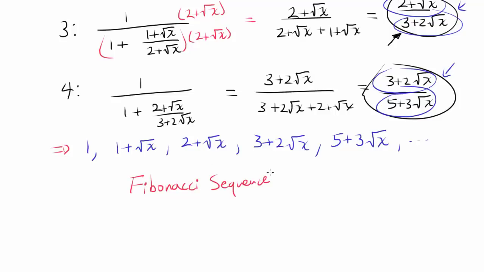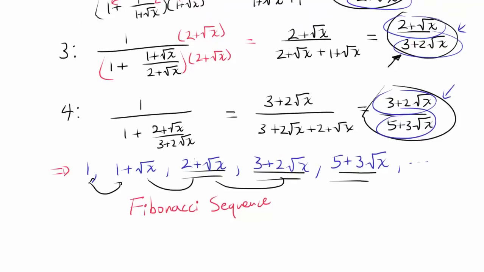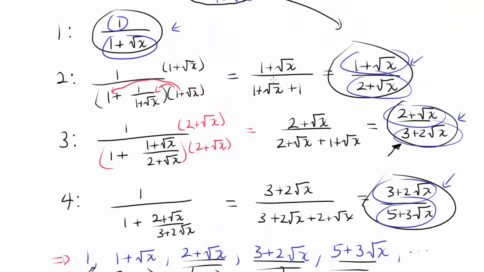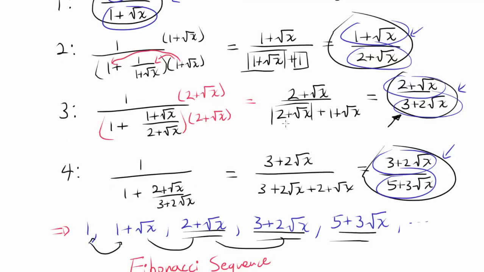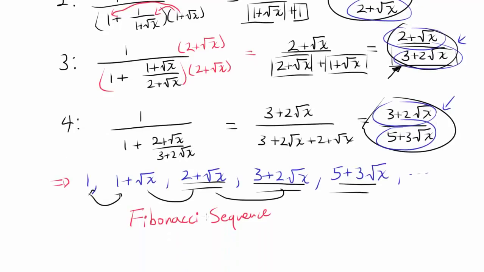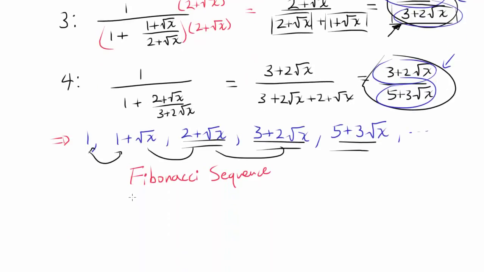Fibonacci sequence. Realize that 1 plus square root of x is going to get you this thing. Adding this to get you this thing. Adding this to get you this thing. And rightfully so, because when you look inside a fraction, you see how it's getting simplified. 1 plus square root of x plus 1 is getting you 2 plus square root of x. 2 plus square root of x plus 1 plus square root of x is getting you 3 plus 2 times square root of x. So this Fibonacci sequence is inherent inside the integrand.